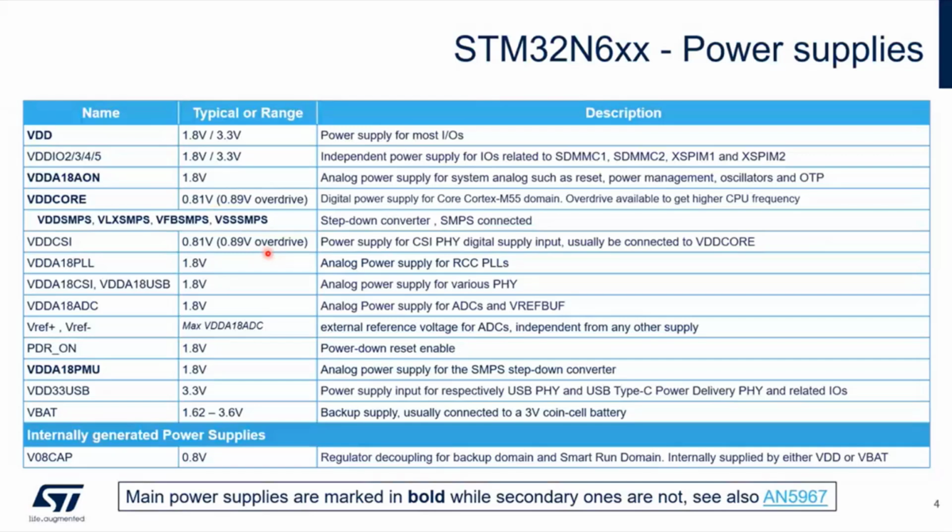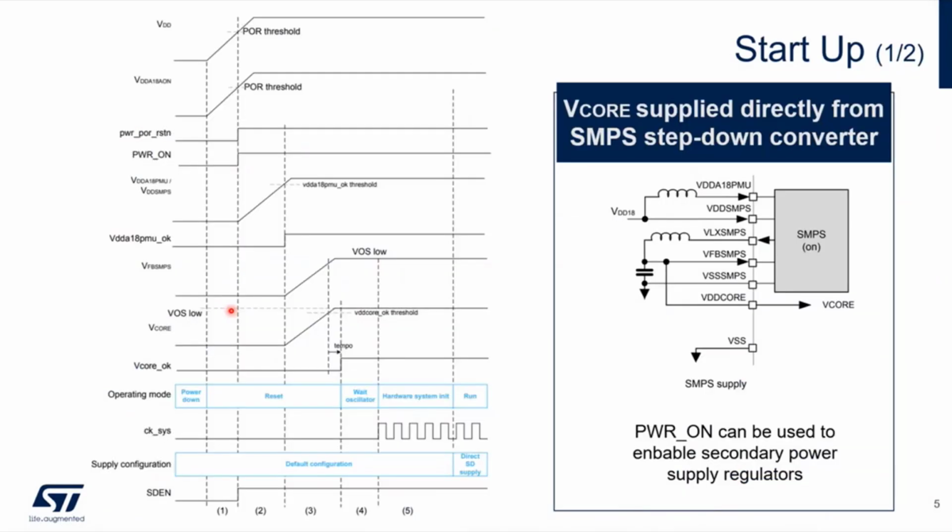And once again, to remind you, the power supply for the analog domain, especially for the ADC, is 1.8 volt. What is the most important difference comparing to most of the STM32 microcontrollers, or the rest of the STM32 microcontrollers, is that we need a sequenced power on procedure of the N6.